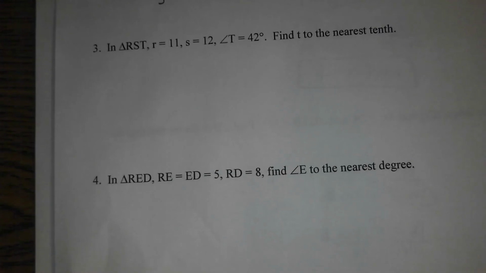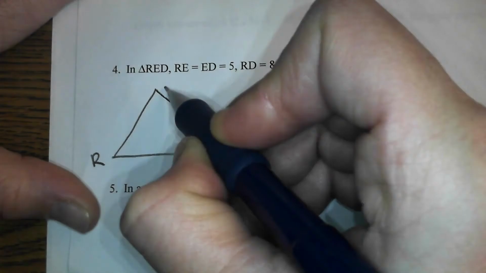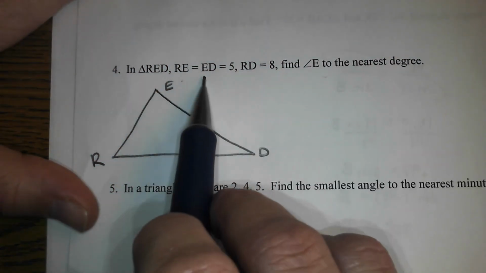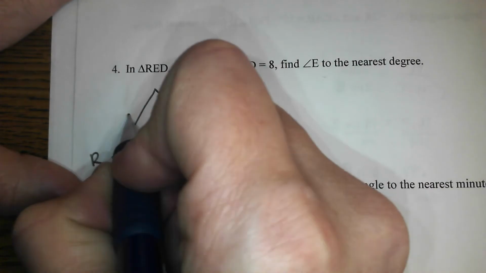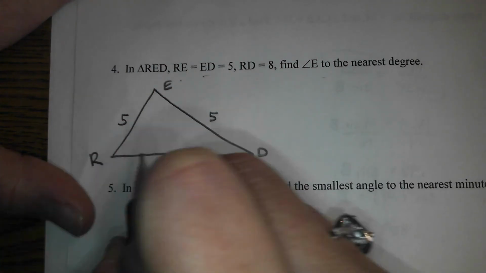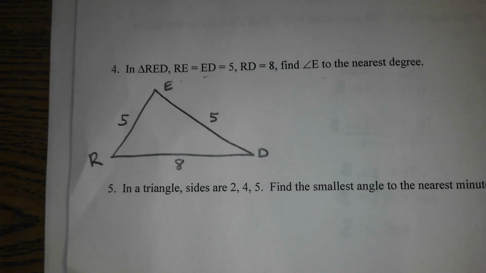Because 4, for the first time, we're going to be asked to find an angle. So sketch a picture. RE equals ED equals 5. So these are both 5. RE and ED are both 5. And RD is 8. So they're giving us a side, side, side. They're asking us to find angle E.